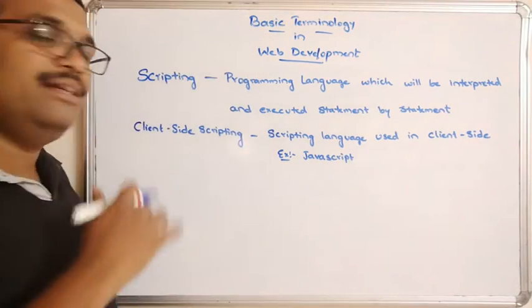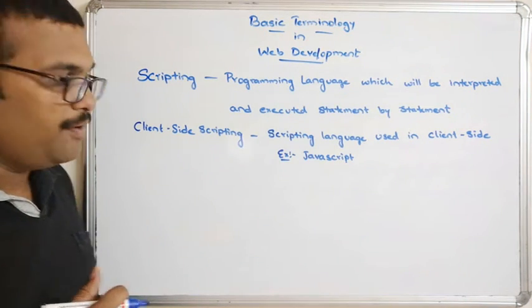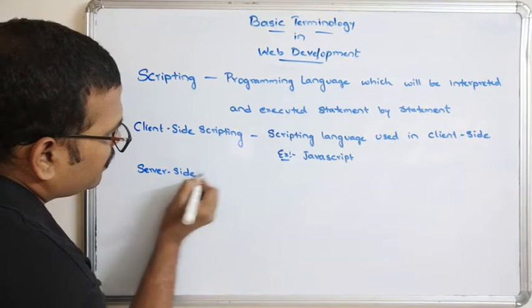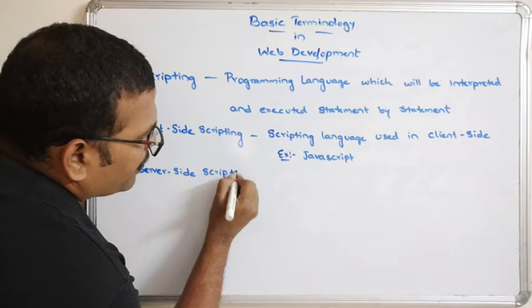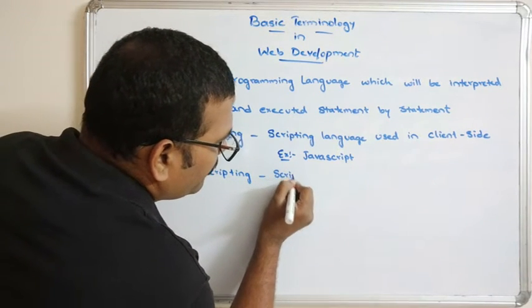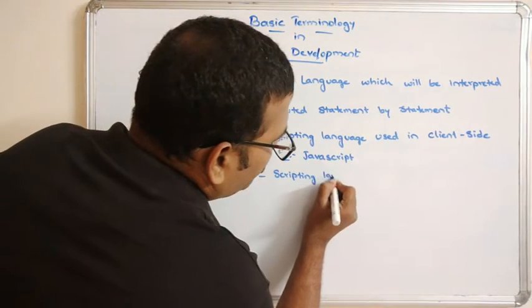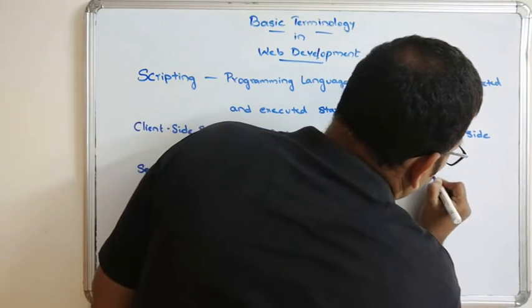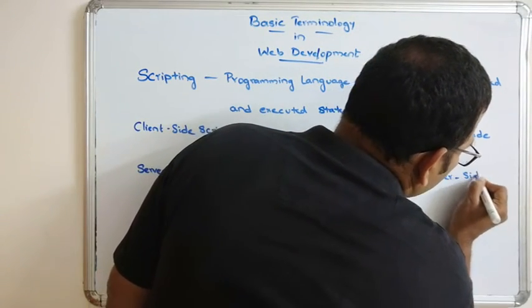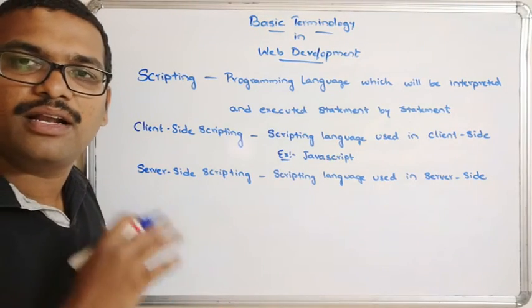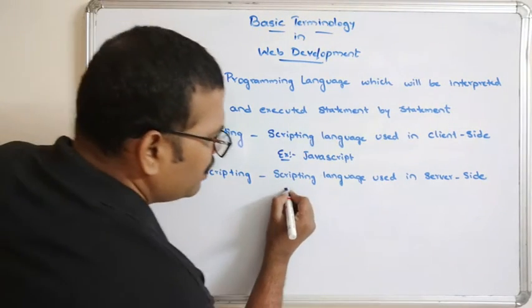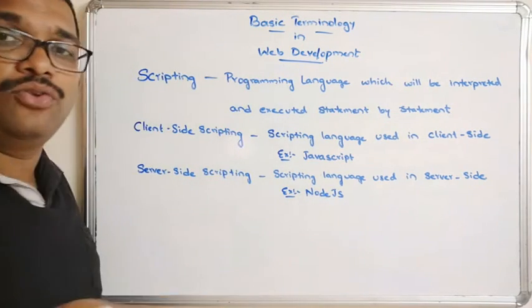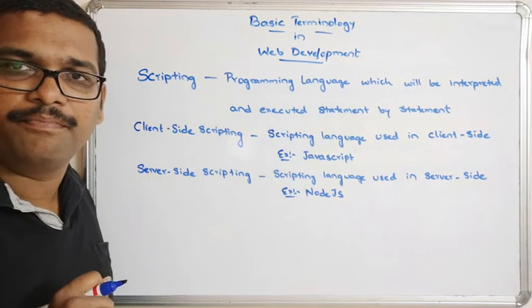JavaScript is a client side scripting language. Okay, and then similarly, server side scripting. That means scripting language used in server side. So at the server side, whatever the scripting language we are using, that comes under this server side scripting. So example, here also the example, Node.js. Node.js is one example for the server side scripting.